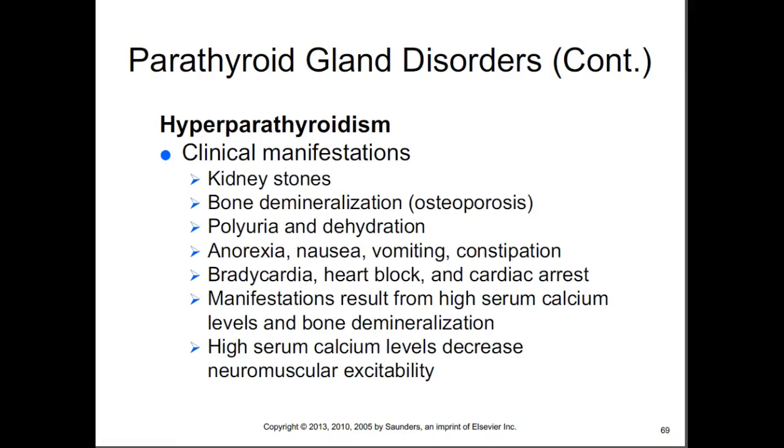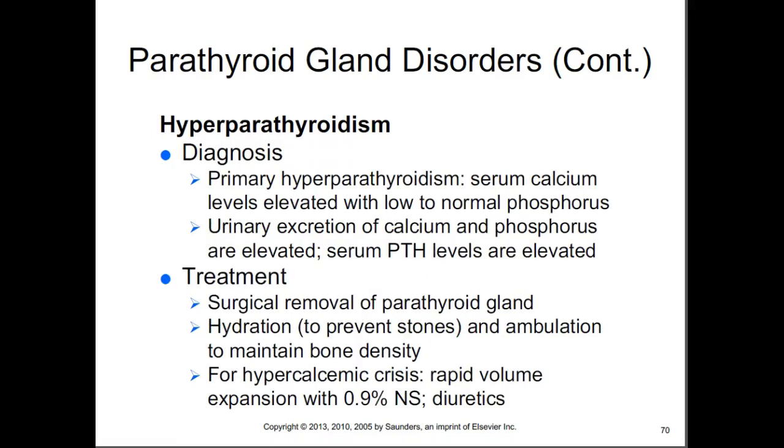So some of the clinical manifestations of hyperparathyroidism include kidney stones, bone demineralization, polyuria and dehydration, anorexia, nausea, vomiting, constipation, bradycardia, heart block and cardiac arrest, manifestations resulting from high serum calcium levels and bone demineralization. High serum calcium levels decrease neuromuscular excitability. Right, so in hyperparathyroidism, serum calcium levels will be high with a low to normal phosphorus level. Urinary excretion of calcium and phosphorus are elevated, and serum parathyroid levels are elevated.